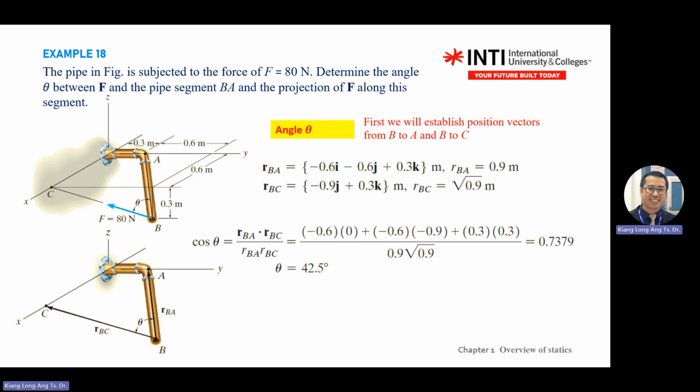Okay. Cos theta equal to the dot product of the vectors divided by the magnitudes. So you take two vectors, you multiply. Again, dot means you find the x multiplied by x, y multiplied by y, z multiplied by z. You get this answer. Divided by the magnitude, you get this value, 0.7 something. Inverse the value, you get 42 point something degrees.